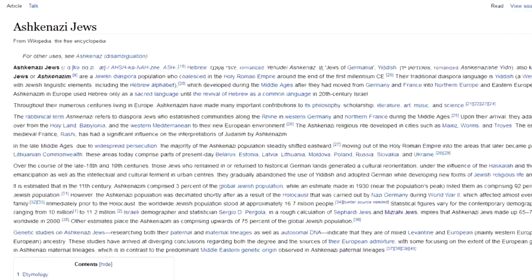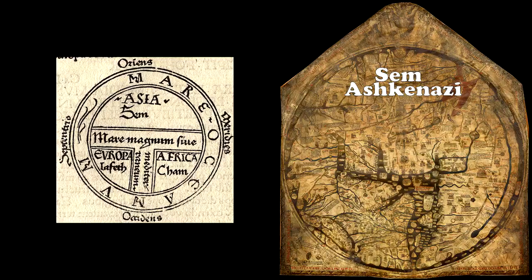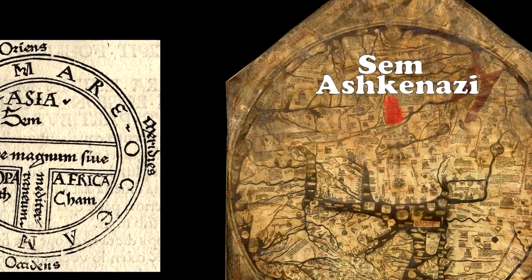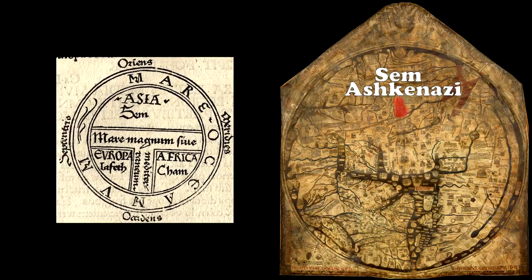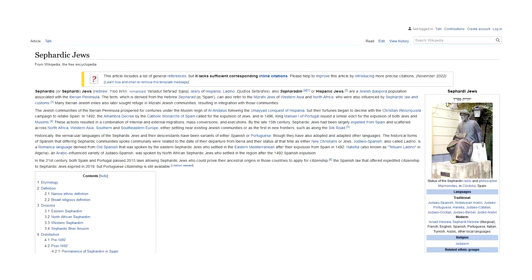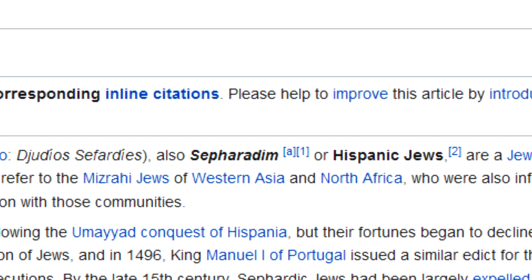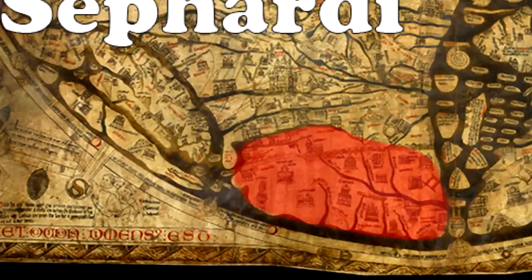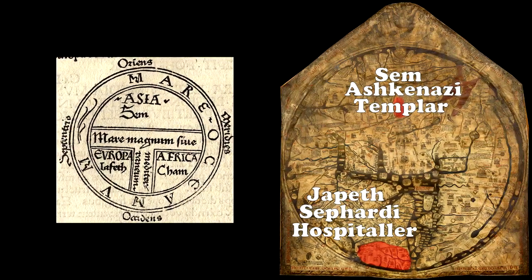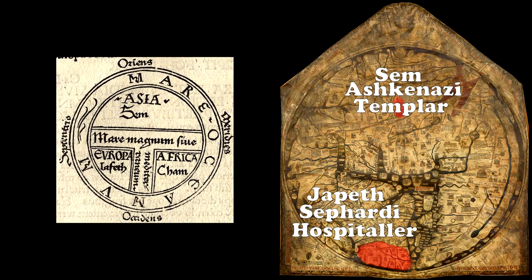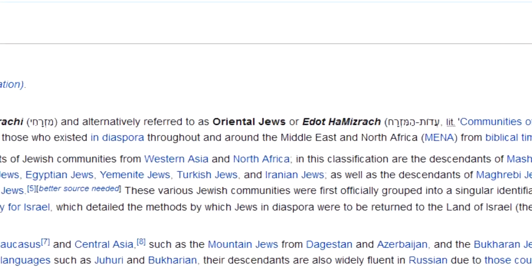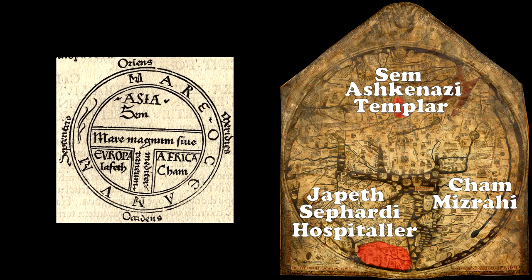You have the Ashkenazi associated with Babylon. Babylon on the Hereford map is lying north. Babylon is associated with Templar Knights. Then we have Japhet. You have the Sephardic Jews, the Hispanic Jews. Spain is situated south on the Hereford map. Because Rome is situated on the same half of the map, these are the Hospitaller. Finally, we have Cham, the Mizrahi Jews, the Oriental ones. These are the Teutonic Knights. Well, it seems to match.